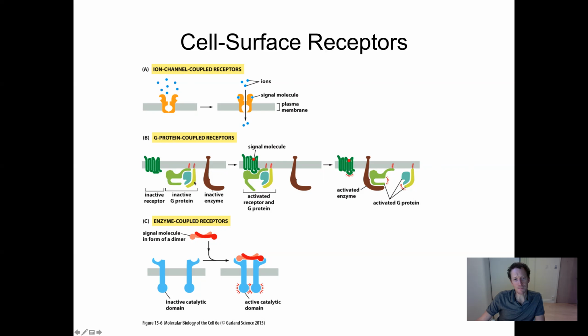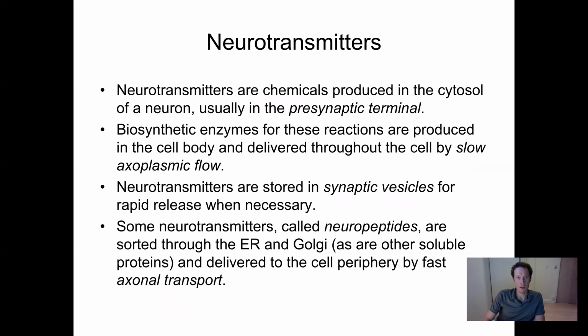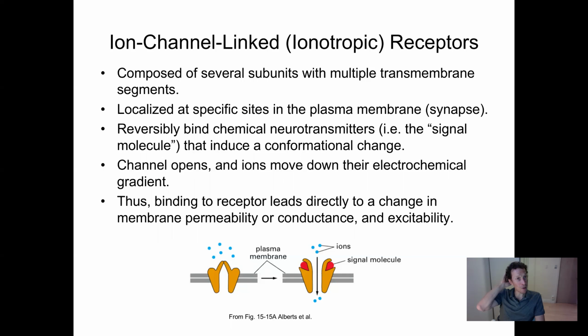And then there's the trimeric G-protein complex that we'll talk about. There's a very specific pathway there that leads to activation of downstream proteins. And these are the enzyme-coupled receptors that we've already covered in the course. So more general information. Again, I'm going to talk about these ionotropic receptors in more detail in the next video. But basically, they're composed of several subunits with multiple transmembrane segments, just like any other transporter or channel that we've seen.